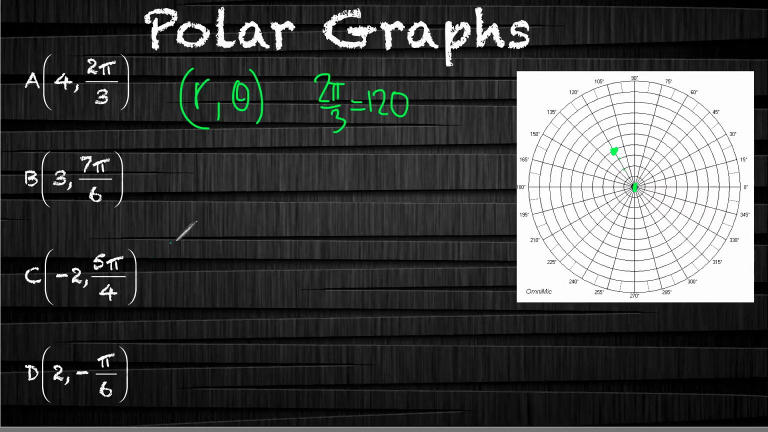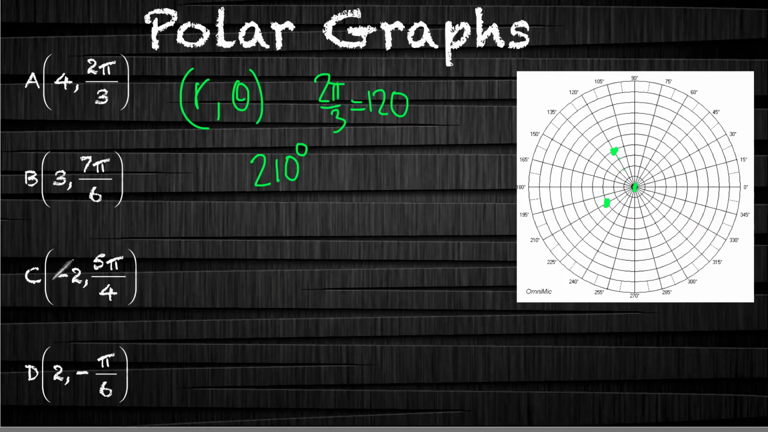All right, and the next one is 3 units in the direction of 7 pi over 6. 7 pi over 6 is 210 degrees. And so we are going to go 3 units in the direction of 210. And so that's going to be 1, 2, 3. It's pretty simple stuff. And then we're going to go for letter C.